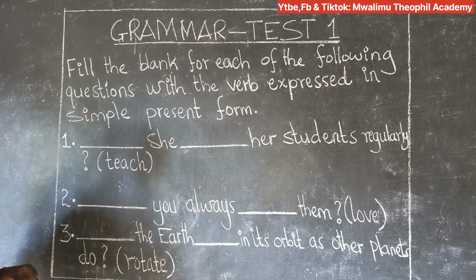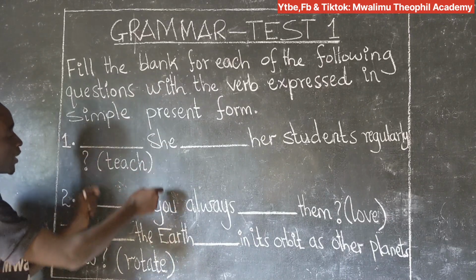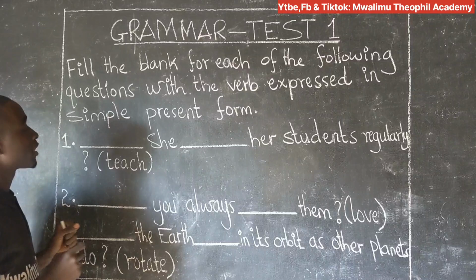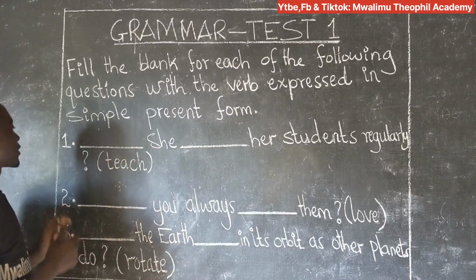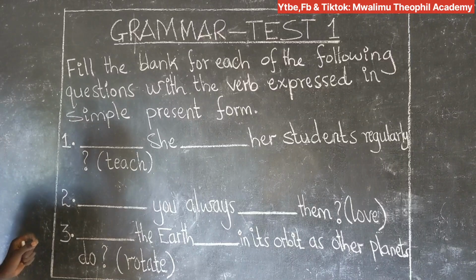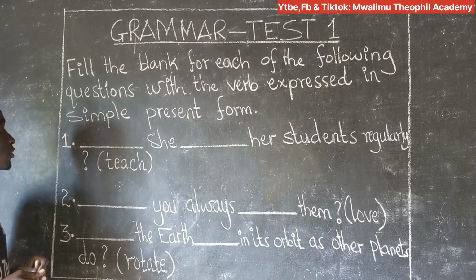Fill the blank for each of the following questions with the verb expressed in simple present form. So we are required each of the verb present in the bracket to be expressed in the simple present form. And then we fill the blanks. Let us start with question 1: dash, she, dash, her students regularly.